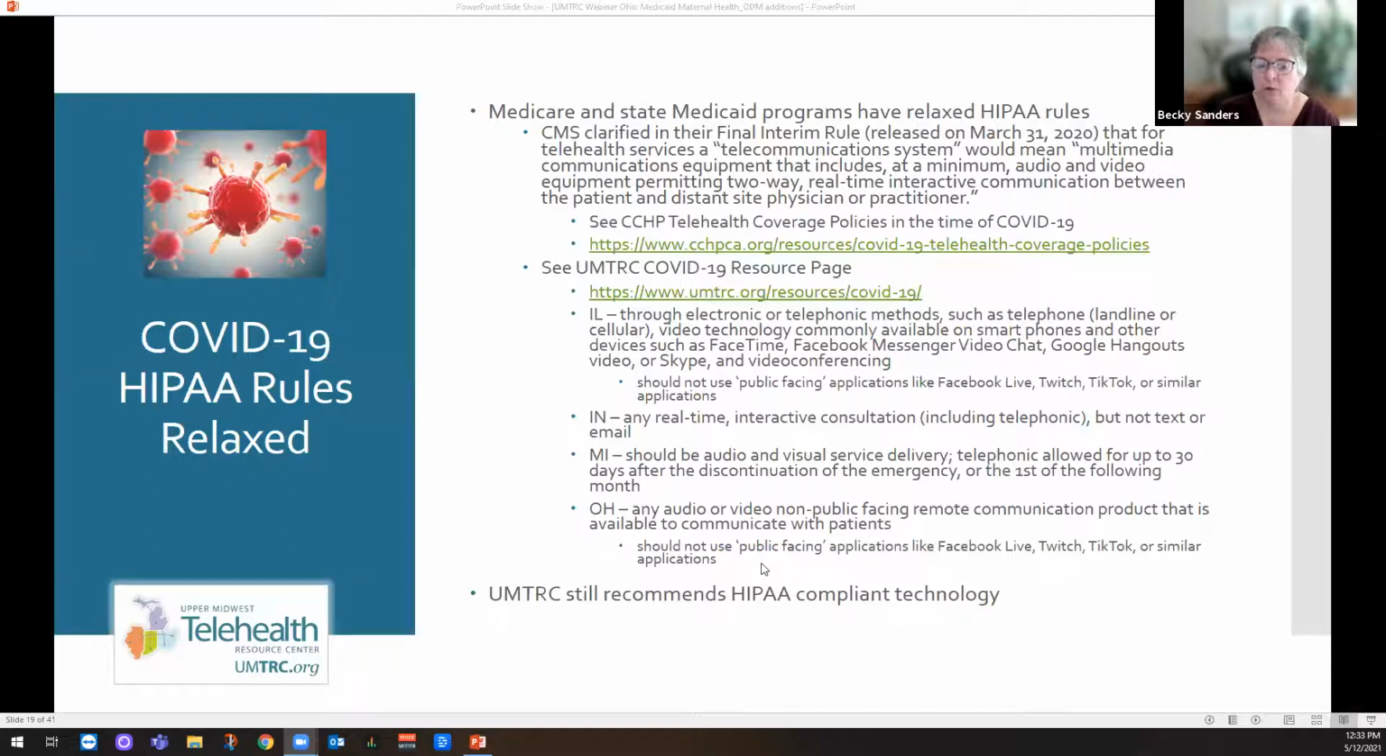Now, we always want to have a backup, and maybe your backup is FaceTime or something else that is or is not HIPAA compliant, but then you check with your regulatory folks about how you should bill that, based on, you started with a HIPAA compliant audio video platform, and then maybe you had to revert to telephone for technical reasons or something like that.